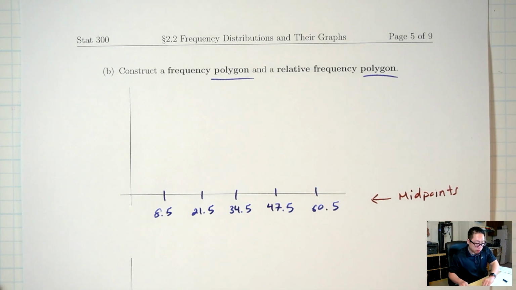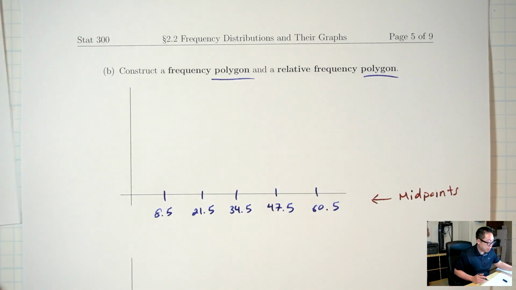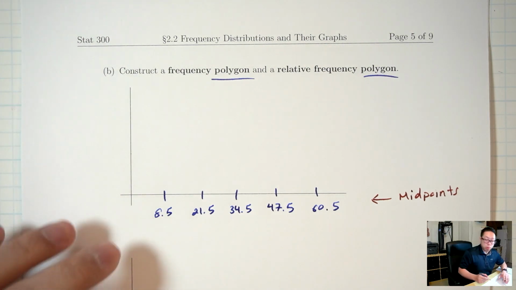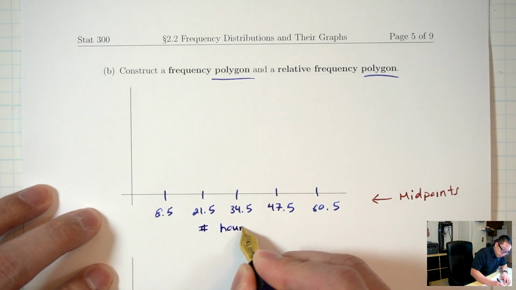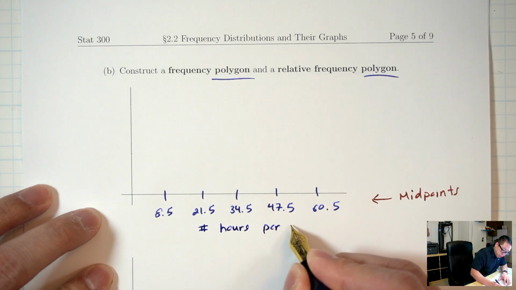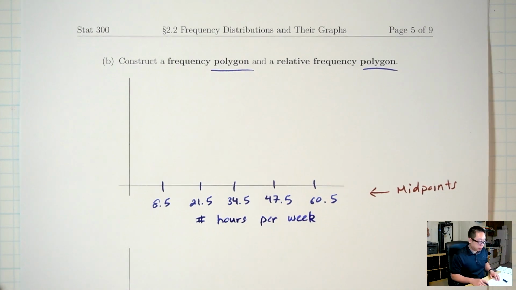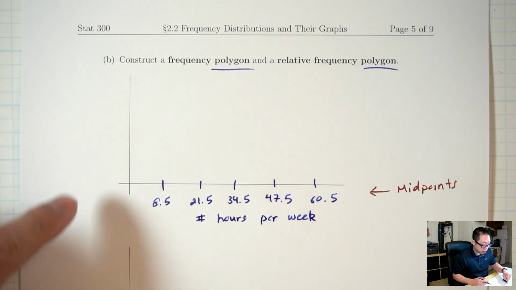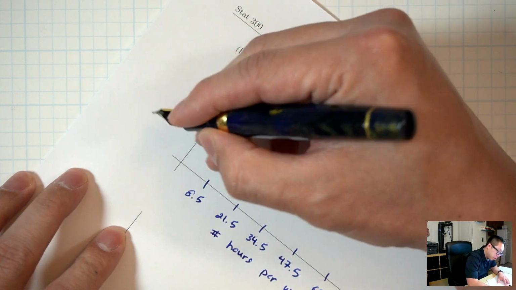Okay, and then just like before, the numbers on the x-axis represent, in our case, number of hours per week that students study. Okay, there's two types. There's a frequency polygon, which means you put frequency on the y-axis, and then there's a relative frequency polygon, which means you put relative frequency. Okay, so first one here, we put frequency.